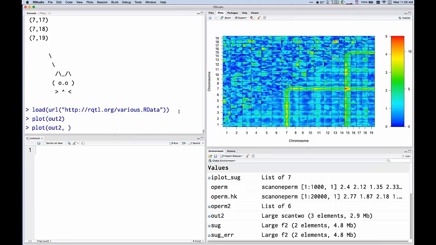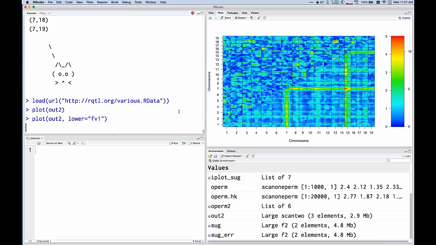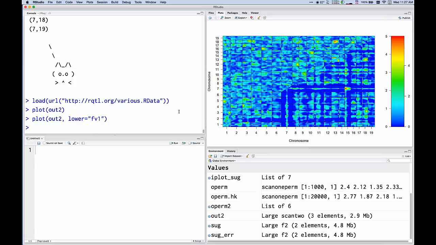So in our QTL, this plot has an argument upper, or lower, that I can say is, say, FV1. Instead of showing the LOD curve, the LOD scores for the 2QTL model versus the null, in the lower triangle it'll give this comparison where it's comparing FV1, the full model, versus this best single QTL model.